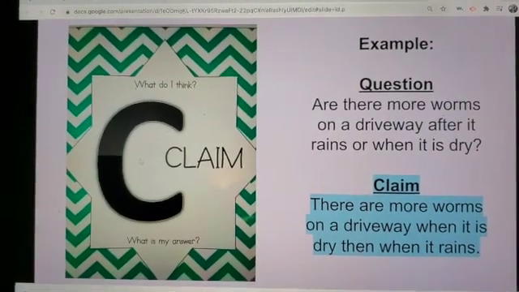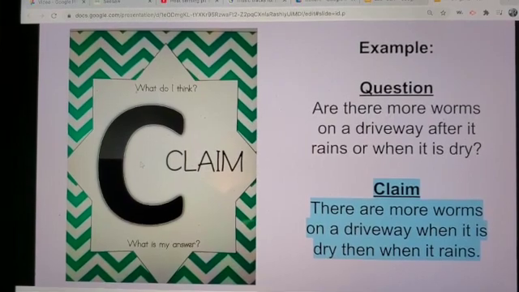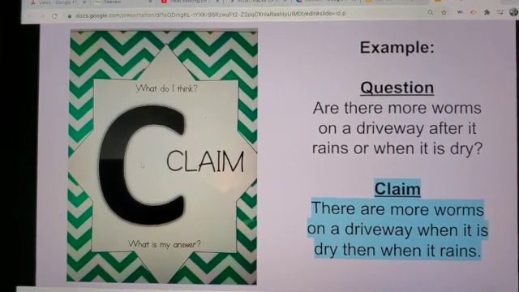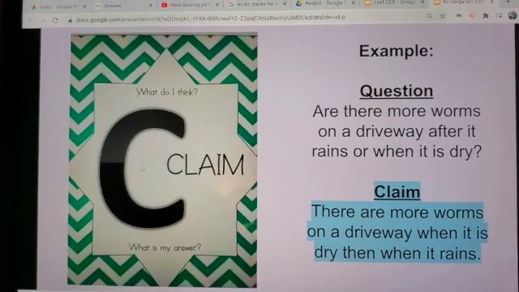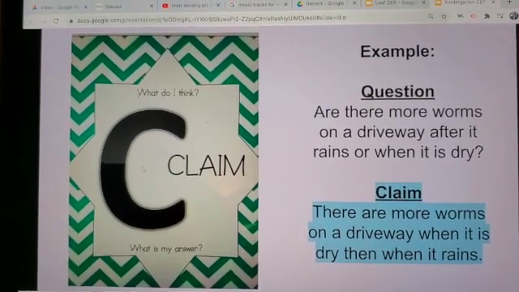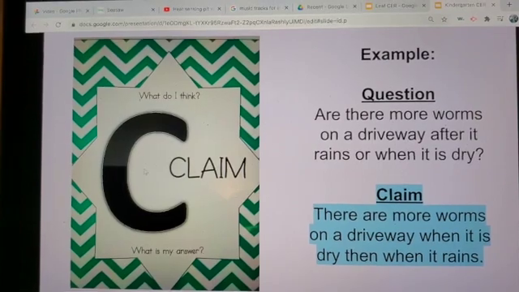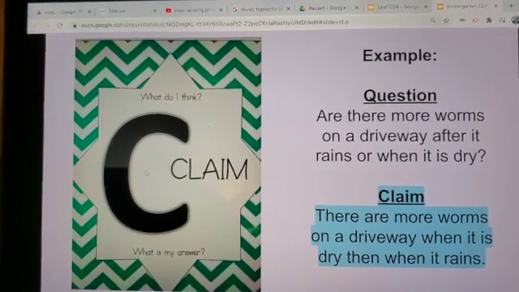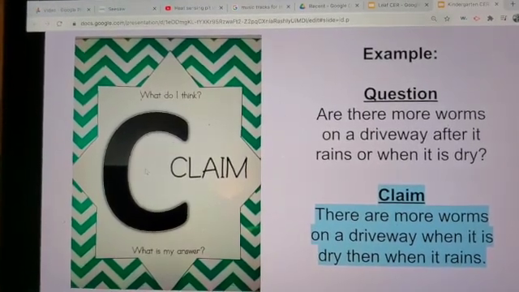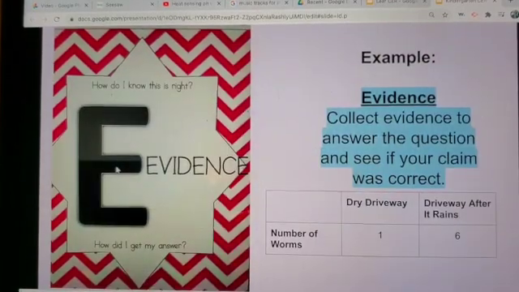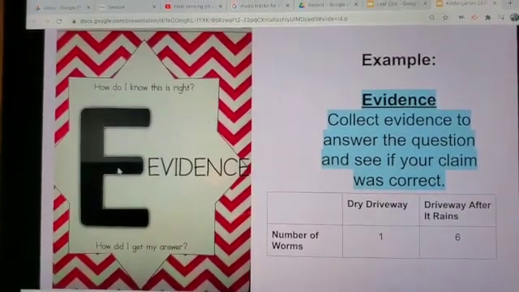So let's imagine that our question was, are there more worms on a driveway after it rains or when it is dry? So I have to answer that question. I don't really know, so I'm going to take a guess. And for my claim, I'm going to say, there are more worms on a driveway when it is dry than when it rains. And then I need to collect my evidence.